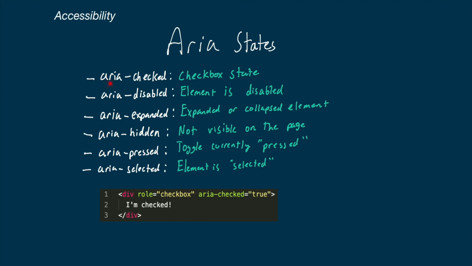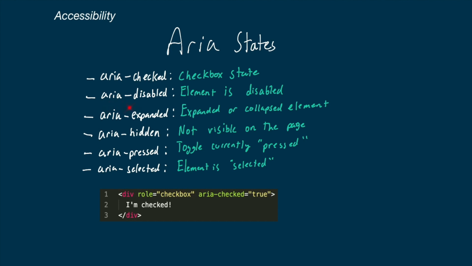First, we have ARIA checked, which is a state for elements with the role of checkbox. And this can be either true, false, or undefined. You can see in the example below, we have "I am checked" inside of a div with the role checkbox, and ARIA checked is set to true, meaning that this checkbox is currently checked. You might notice that this value is an actual string of true, and this is how most of the ARIA states will work. We need to provide string values of true or false, or occasionally undefined.